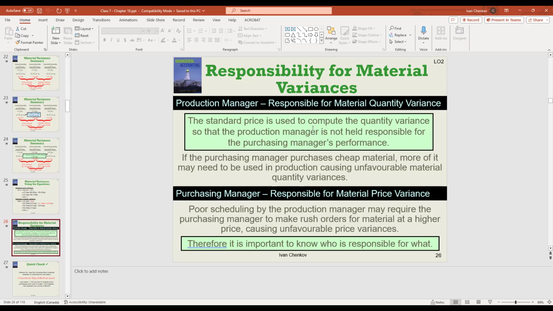Now, the standard price is used to compute the quantity variance. So the production manager is not held responsible for the purchasing manager's performance. Now, if the purchasing manager, however, buys cheap material, then the production manager needs to use more of that material in order to maintain the same quality of the product.